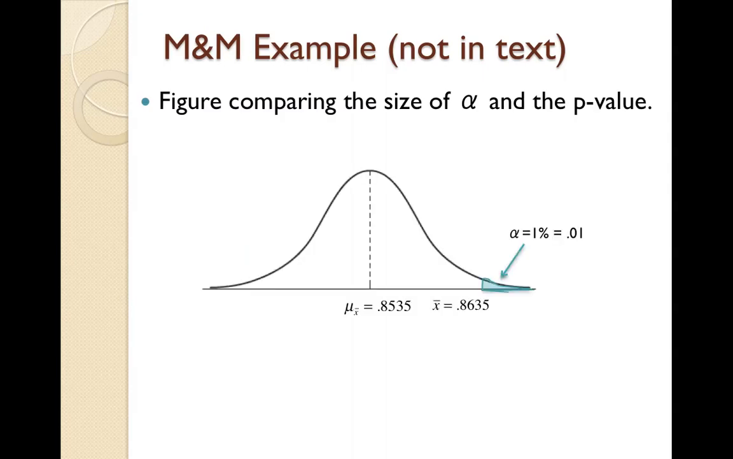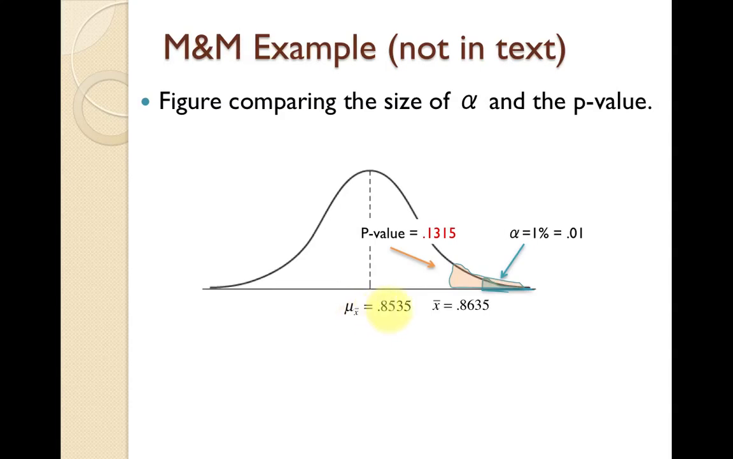So we look at a picture. Alpha is 1%. It's a small piece of area in the right tail. Our p-value, 0.1315, which is 13.15%, is the area that starts at 0.8635 and goes up to positive infinity. And if we look at the comparison of numbers, the area for the p-value is much bigger than the area for alpha. Okay, in which case x bar is not far enough away from center for us to say that the null hypothesis is wrong.